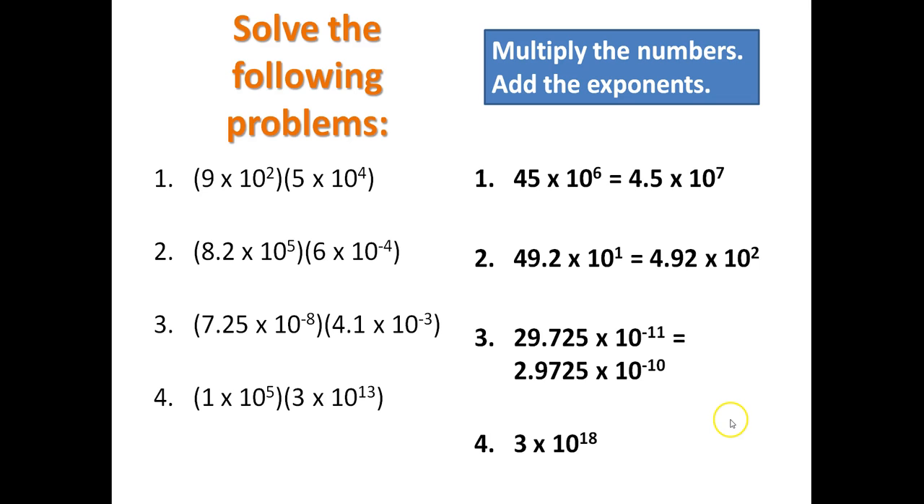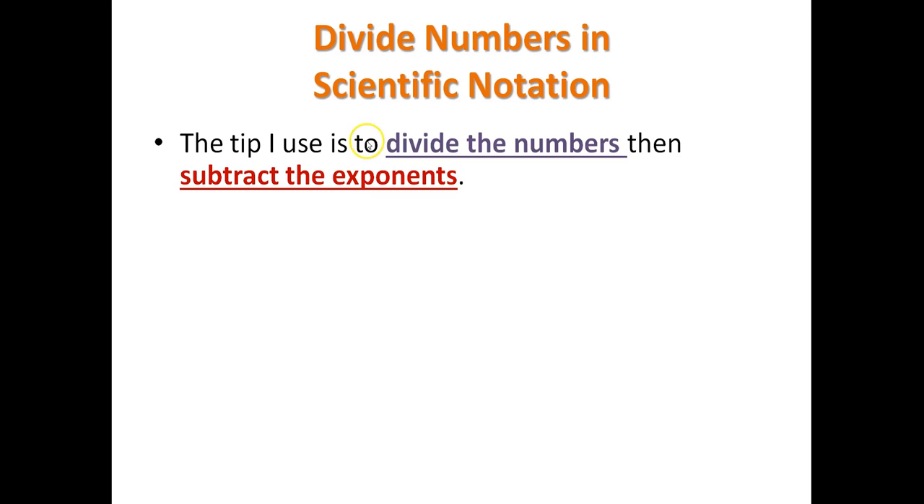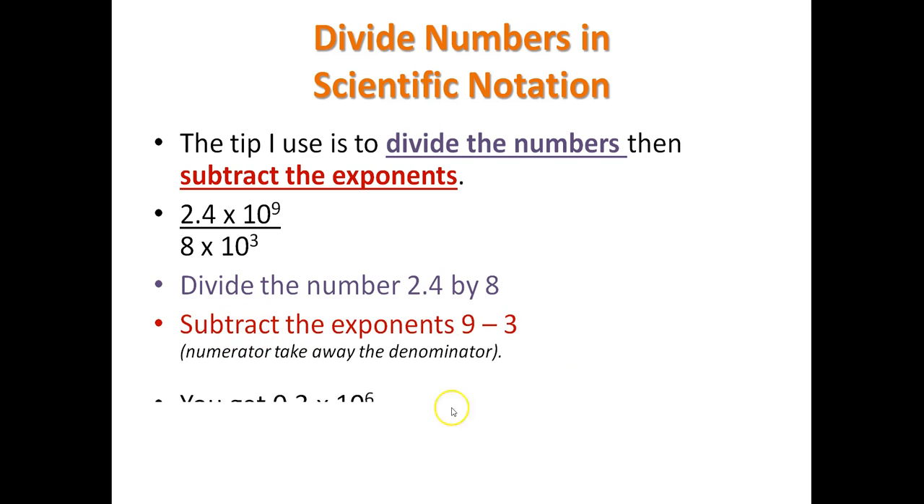So now that we practiced multiplying, how do we divide? Well, I'm just going to tell you how I divide. I divide the numbers, then subtract the exponents. Same thing. I'm going to divide my numbers, 2.4 divided by 8, subtract my exponent, 9 take away 3. It's always numerator take away denominator. Don't ever go the other way. Numerator take away denominator, 9 take away 3. And you can do this because they're the same base. They're both base 10. So if you want 2.4 divided by 8, you're going to divide the numbers and then subtract the exponents. So you're going to get 0.3 times 10 to the 6.